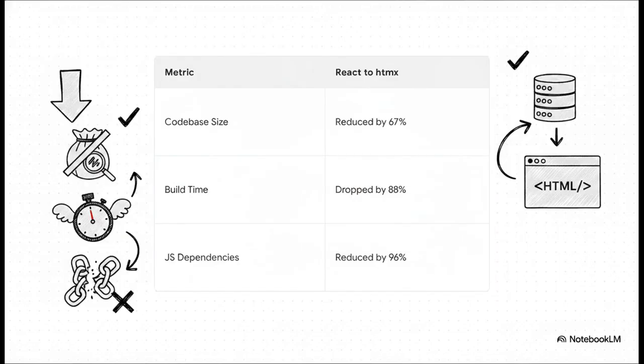So, is HTML first actually better? Well, the numbers speak for themselves. When a real-world SaaS product migrated from React over to HTMX, their codebase size shrank by 67%. Their build time plummeted from 40 seconds down to just 5, and they slashed their JavaScript dependencies by a mind-blowing 96%. By moving the state and logic back to the server, they achieved a dramatically simpler, way more maintainable front end. It is an incredibly compelling argument for literally putting HTML first.